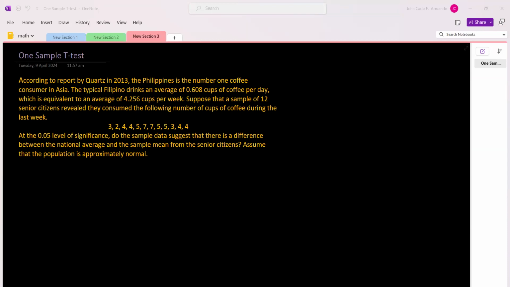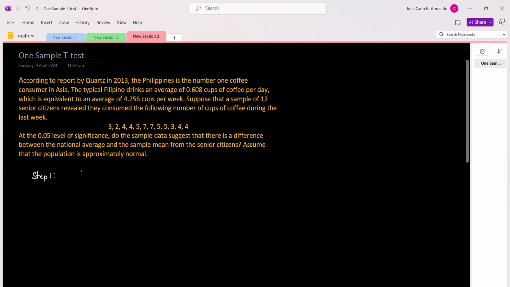At the 0.05 level of significance, do the sample data suggest that there is a difference between the national average and the sample mean from the senior citizens? Assume that the population is approximately normal. Okay? So in here, we are going to follow the 5 steps in hypothesis testing. Okay? We have the first step.